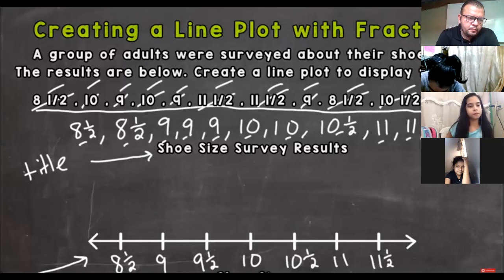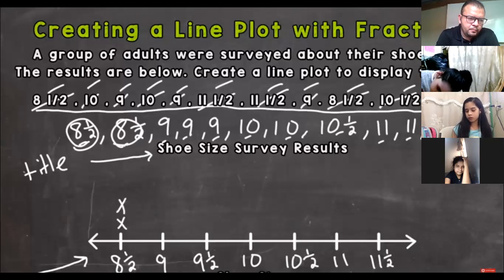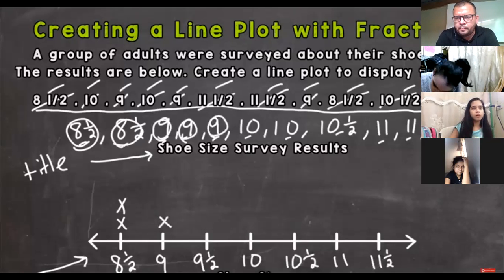So we have two 8.5s. So I represent each number here with an X on my line plot. So I would say 1, 2. And I want all my X's to be around the same size to the best of my ability. So two 8.5s there. Then we have 1, 2, 3 9s. So I need 3 X's to represent those 3 9s.